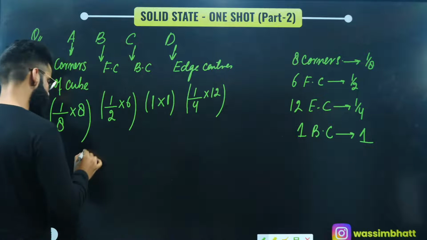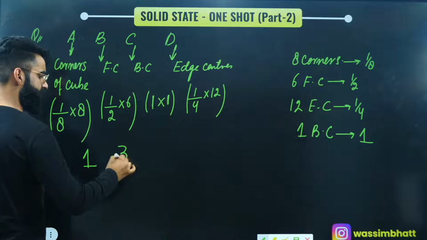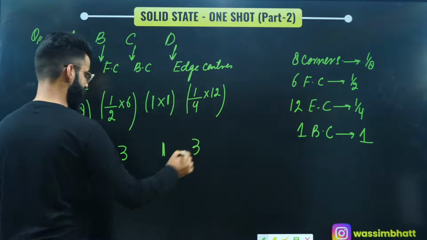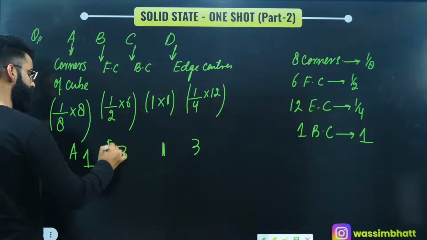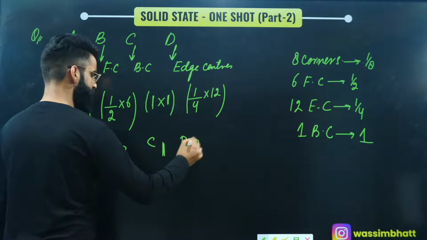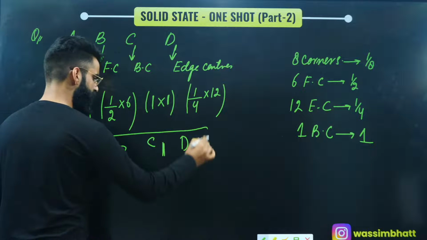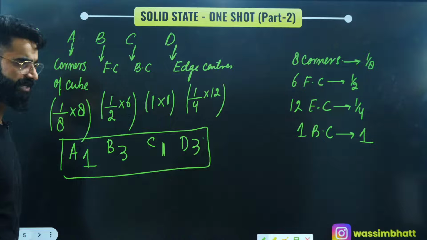Now let's try to solve it. This will come as 1, this will come as 3, this will come as 1, this will come as 3. So A1, B3, C1, D3 is going to be the formula of the compound. That's something which I was supposed to calculate.